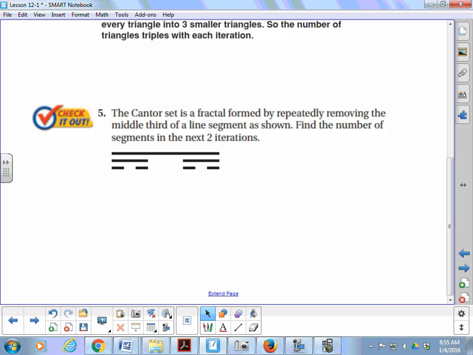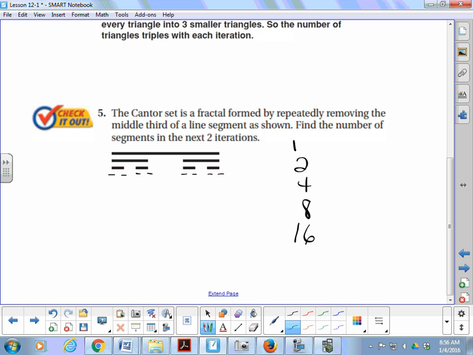Okay, maybe not. All right, so if I take the middle third out of this one, I have 1 here and 1 here, right? And 1 there and 1 there, 1 there, 1 there, and 1 there. So how many lines do I now have? 8. Okay, so I had 1, 2, 4, 8. What's happening each time? We're multiplying by 2. So the next 2 iterations would give me 8 line segments and 16 line segments.